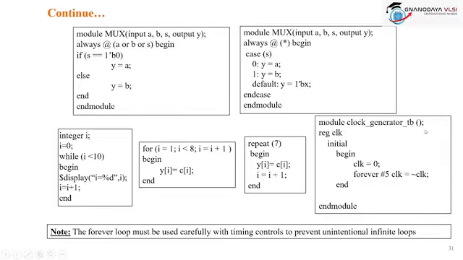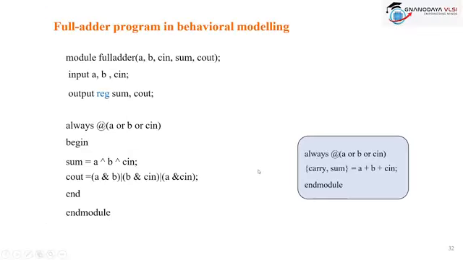Suppose if you want to generate the clock, in the test bench we will generate the clock. For that you will use forever. So module clock generator, they will ask this as an interview question, just to write the Verilog code for a clock generator. So you need to write module, my module name is clock_generator_tb. Reg clock, I need to initialize reg clock. Initial begin clock equal to 0. Forever #5 clock equal to not of clock, end, and endmodule. So these are some examples.